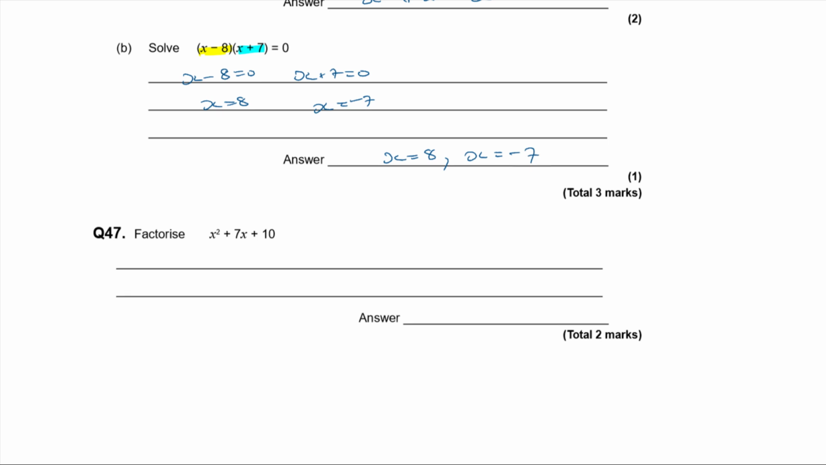Question 47, x squared plus 7x plus 10. I need to factorise it. Looking at the number on the end, the 10, and thinking about factor pairs of 10. What are the factor pairs of 10? I've got 1 and 10, 2 and 5. Which one of those pairs adds up to the middle term of 7? It's that pair there, isn't it? So this is going to factorise into (x + 2)(x + 5). Okay, so (x + 2)(x + 5) is my solution.